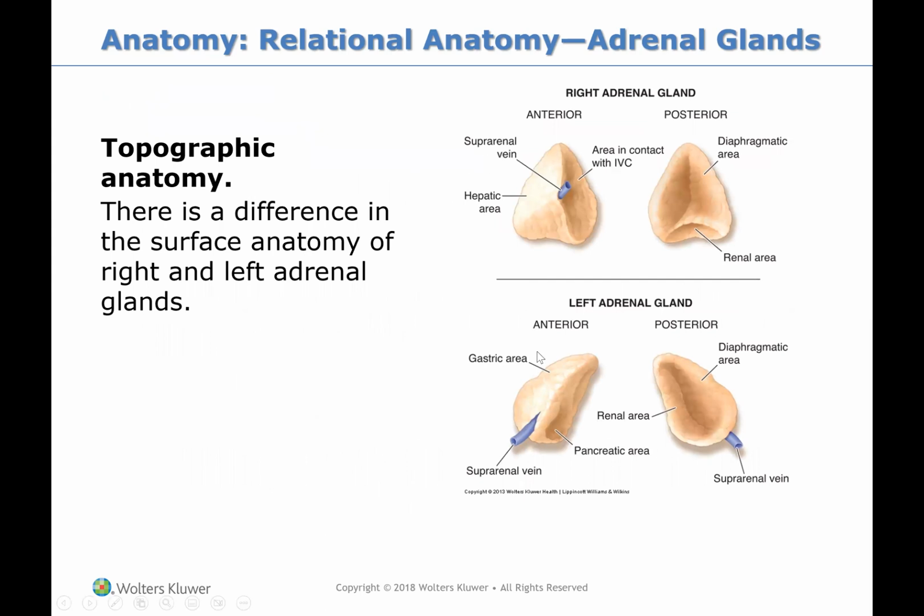Here's a little bit about the anatomy of how it is. Now you are not going to be quizzed on this, but it's nice to see how they are. It looks like the right adrenal gland is more like a pyramid shape, while the left adrenal gland is more like a crescent shape.